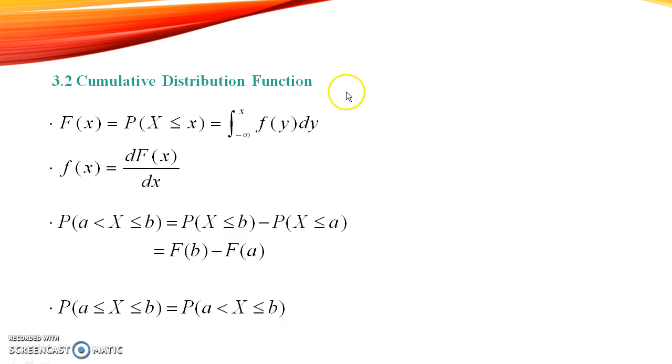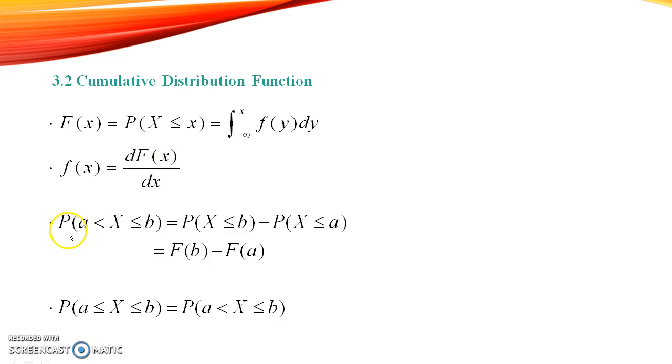The cumulative distribution function of a continuous random variable is F(x) = P(X ≤ x), which is the integral from minus infinity to x of f(y) dy, where x is the limiting value up to which we find the distribution function. The second property is that the density function f(x) is the derivative of the cumulative distribution function, dF(x)/dx.